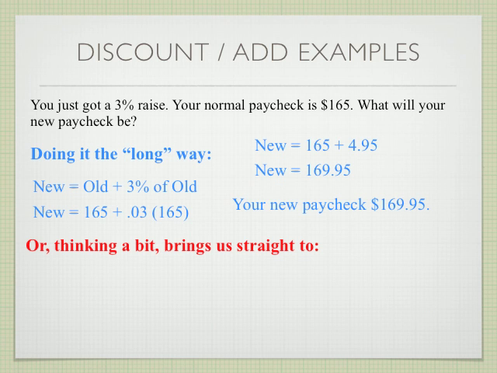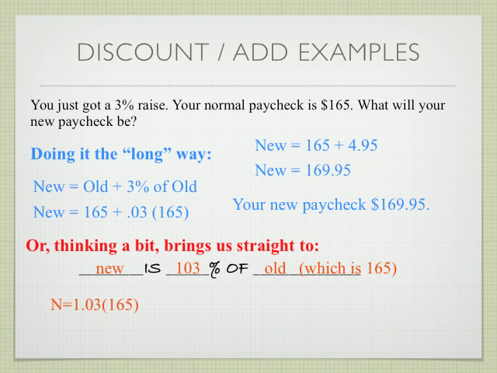Here's the way I recommend. New paycheck is 103% of my old paycheck. Do you see why that phrase makes sense? The new is 103% of the old. If the new is increased by 3%, it's 103% of what it used to be. So we just have the new is 1.03 times 165, and we're done in one step. That's a problem you could just do when you're sitting in a store or wherever you are on your phone without pulling out a piece of paper.